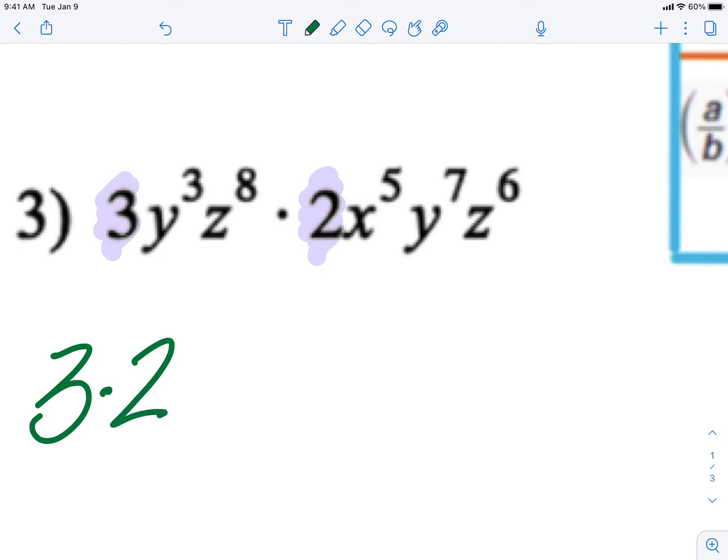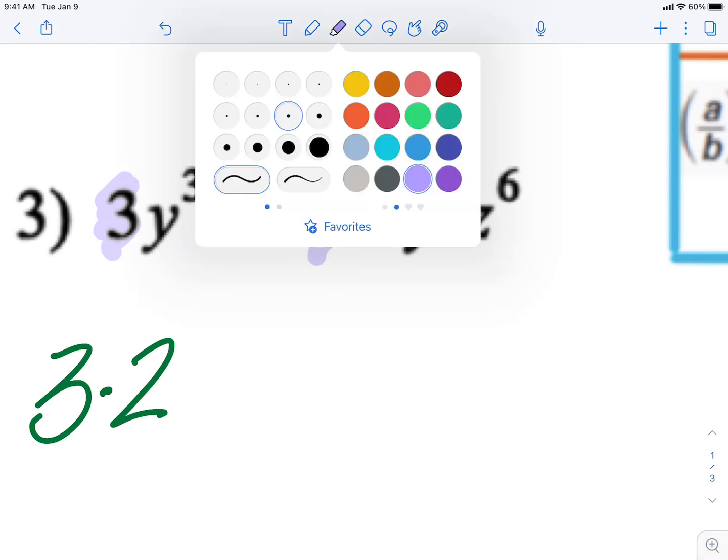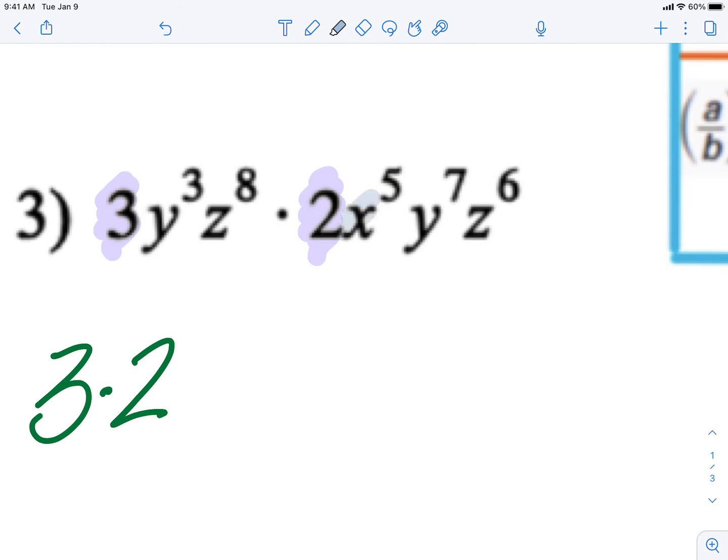Now let's work with letters here. So I have a y, z, x, y, z. I'm going to start with alphabetical order, so x first. I have my x here. Do I have any other x's here? Let's see. No, y, z. That's just x. So this x to the 5th is just going to come down as x to the power of 5. I can't add it with anything. There's no other x.